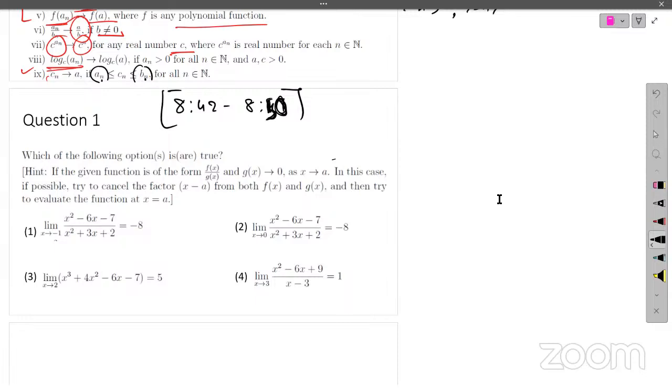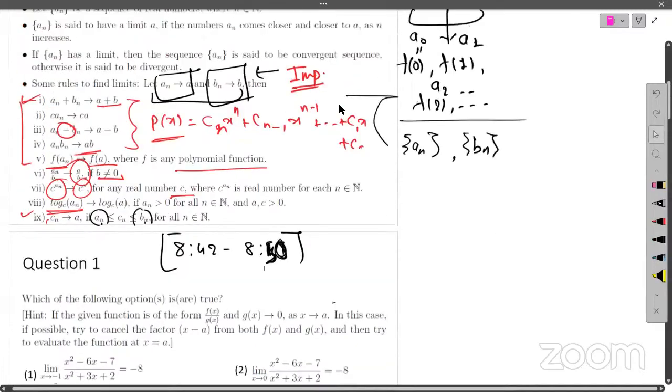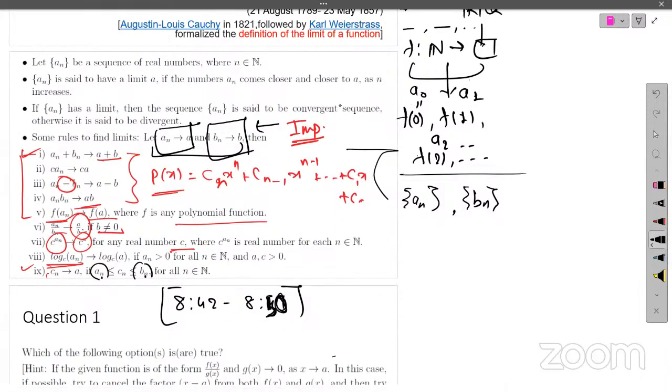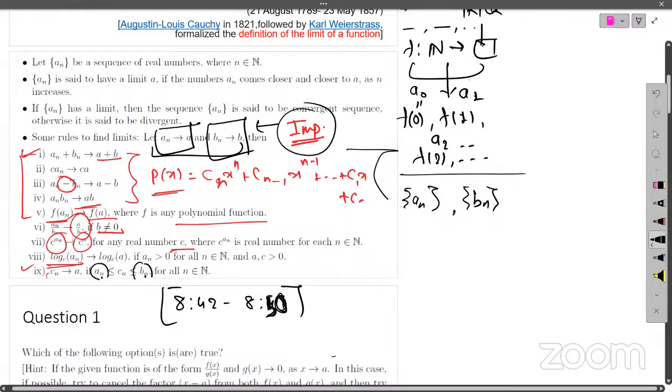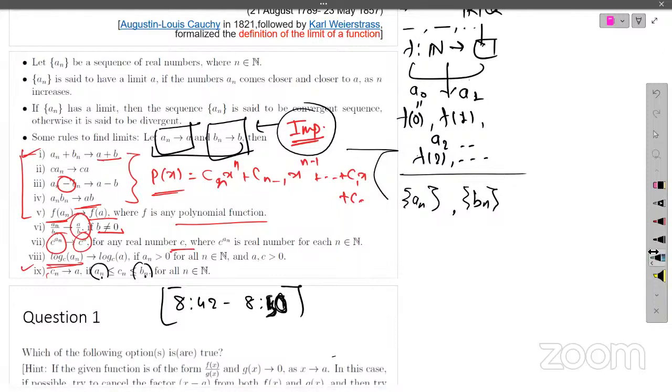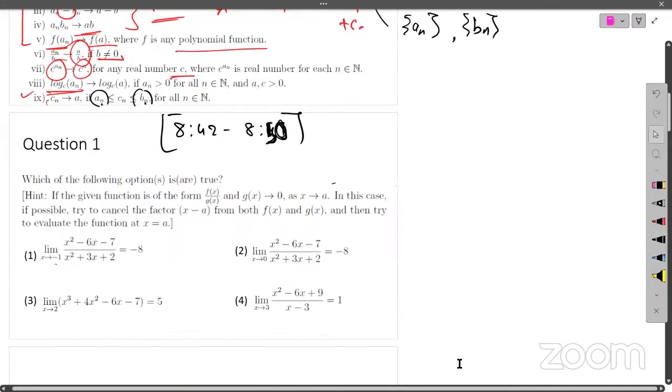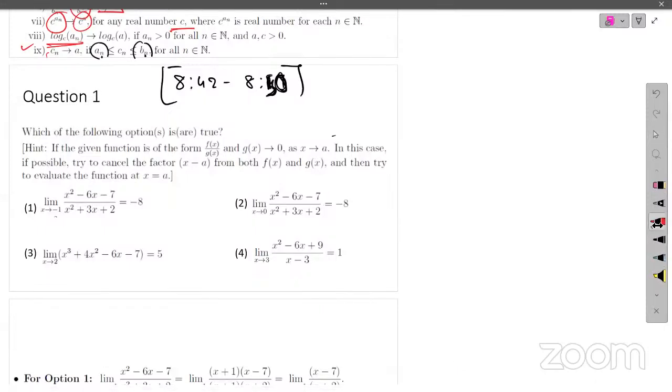Ma'am, regarding sequences, you said that if an converges to a and bn converges to b, then if we add, they both converge to what? You said something was wrong while explaining that. That one important statement you have written. I was saying that if you lose that condition, that means the assumption.